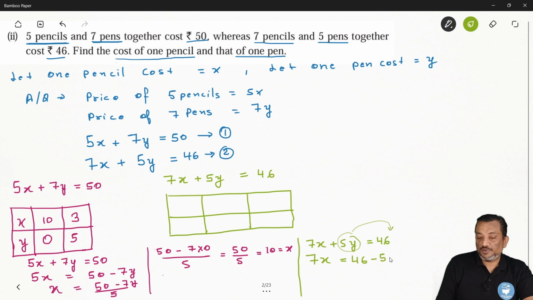46 minus 5y. Now you can transpose this 7 to other side. So 7 is multiplying with the x. So x is equal to how much? 46 minus 5y over 7.